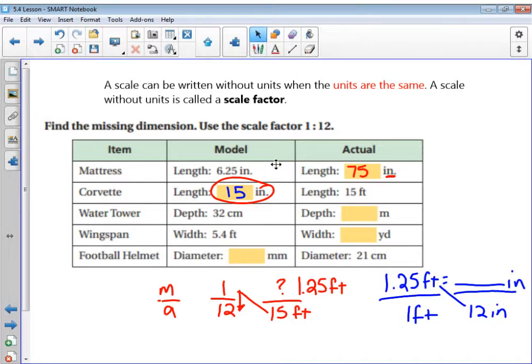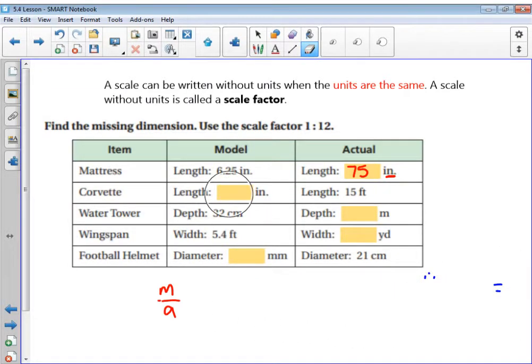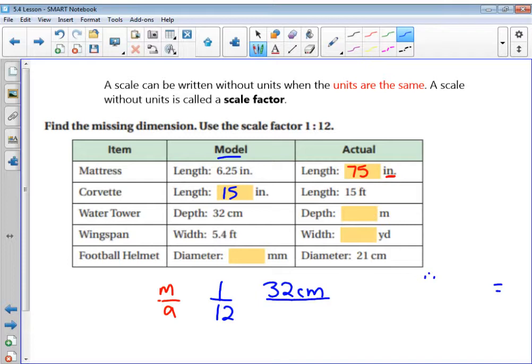Okay, so let's do our next one. I can keep my scale; well, I guess I'll rewrite it. Our next bit of information is still 1 to 12. It says a water tower has a depth of 32 centimeters. So that was the model, so 32 is the top, centimeters. And they want me to change this into how many meters deep it is. So we're going to first find it in centimeters. We cross multiply and divide: 32 times 12 gives us 384 centimeters.